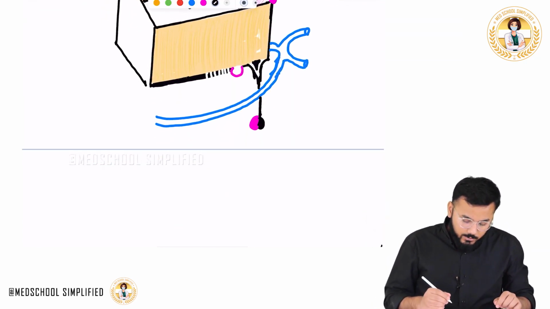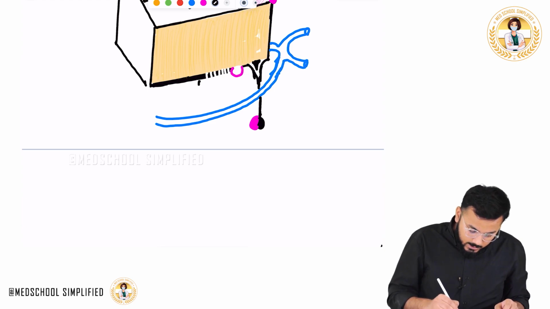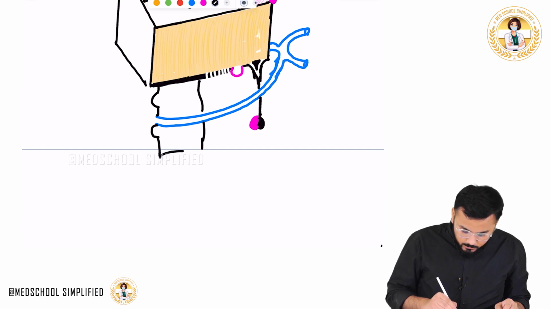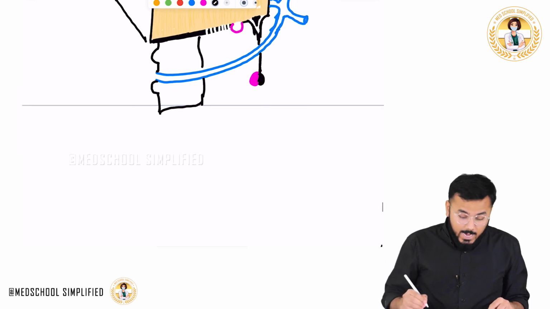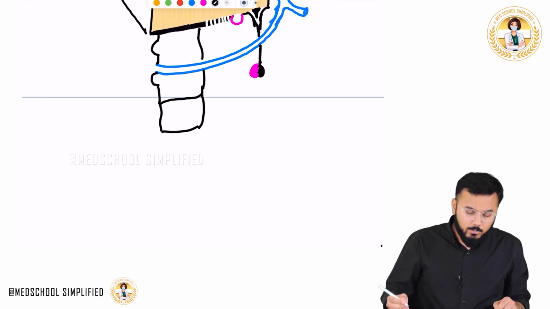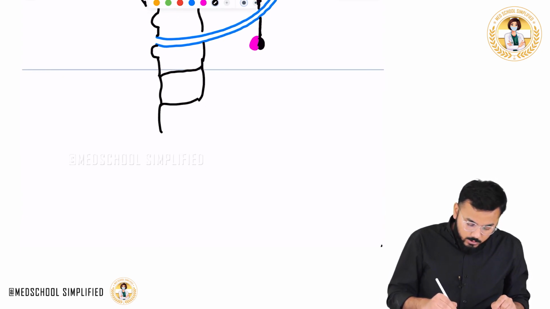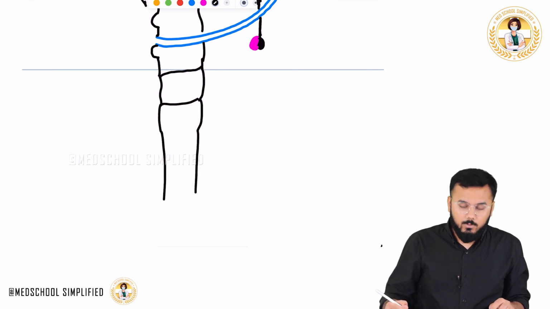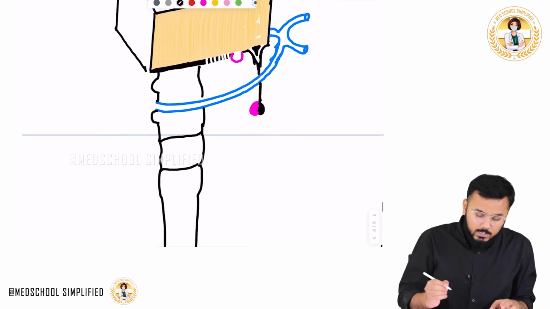Behind this posterior perforated substance, exactly here, you see this part which is coming down like this. So this part over here is called your midbrain in this way. You see, this is your midbrain. And beneath your midbrain, what do you have? You have got your pons. So this is your pons, and beneath your pons, what do you have? You have got your medulla oblongata like this. Medulla oblongata, right? So these are the structures here.